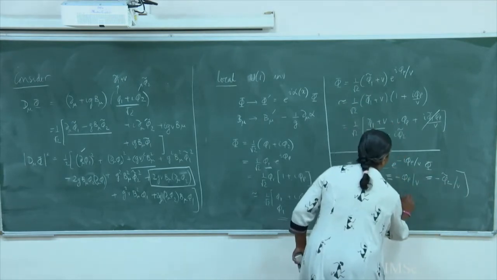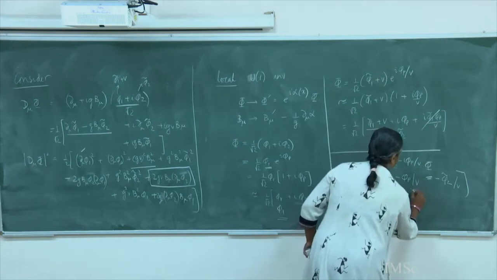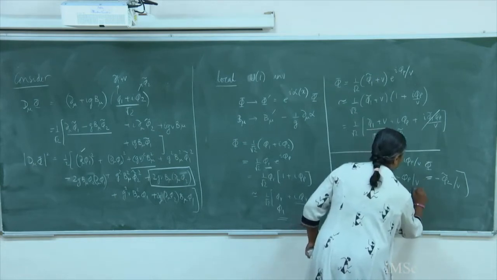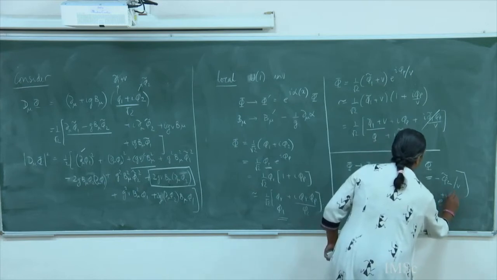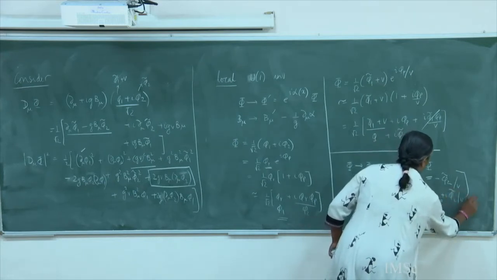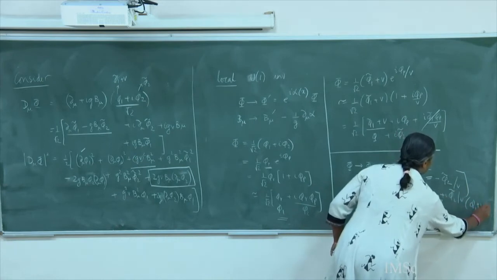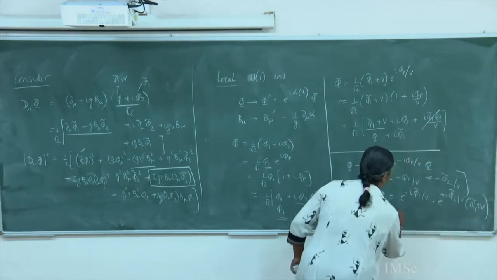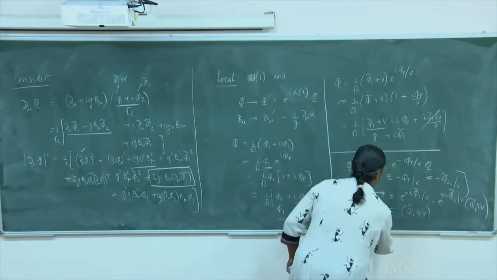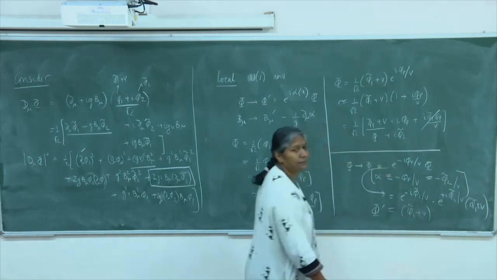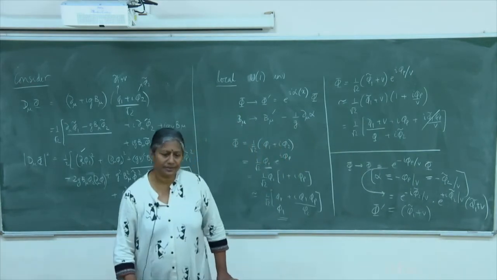So that will be equal to e to the minus i phi 2 tilde by v into e to the plus i phi 2 tilde by v into phi 1 plus v, which is equal to phi 1 plus v. So my phi prime is simply phi 1 tilde plus v, just a trick.